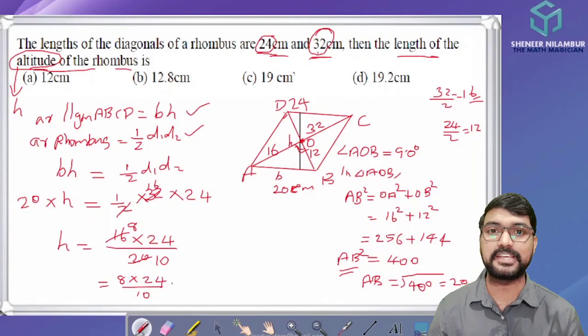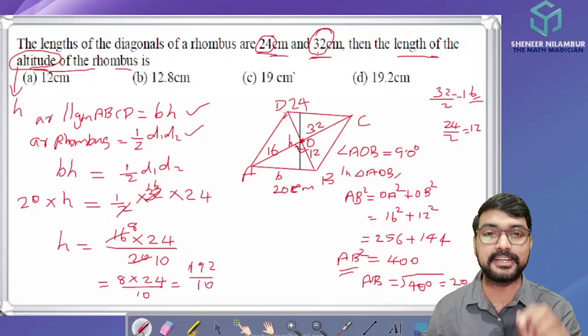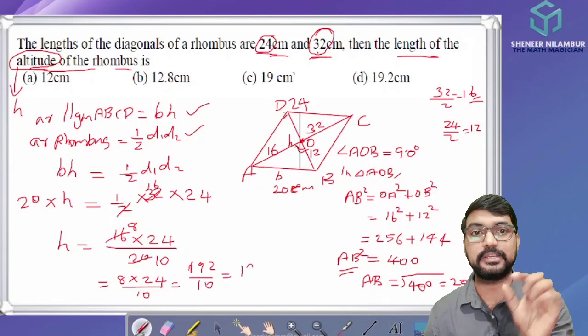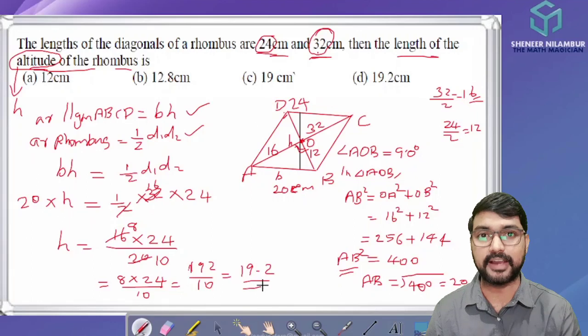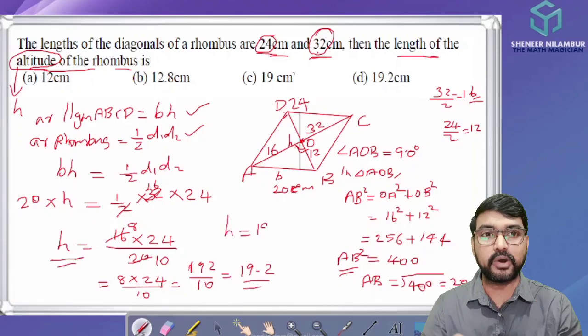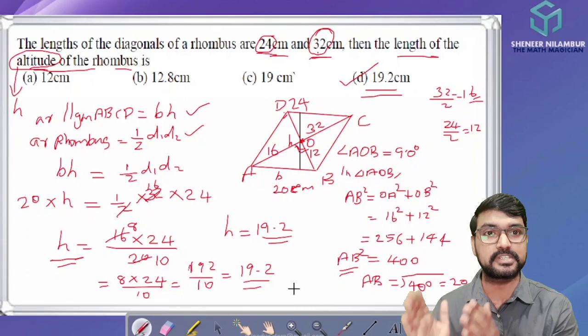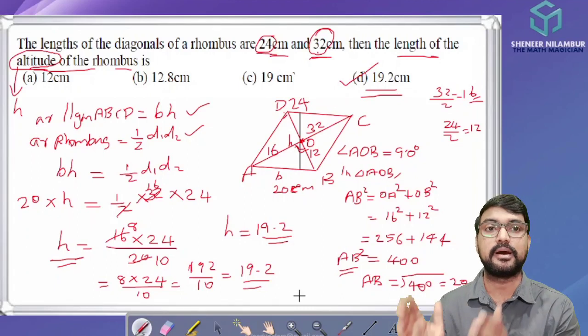Division with 10 is very easy. 1 zero is there, so 1 decimal place can be given. So 192, 1 decimal place, means 19.2, which is the height. Height is the altitude. My dear students, you need to watch this question once again. It will help you to learn more. I'm not going to repeat the answer because it's a video. It can be used for watching again.